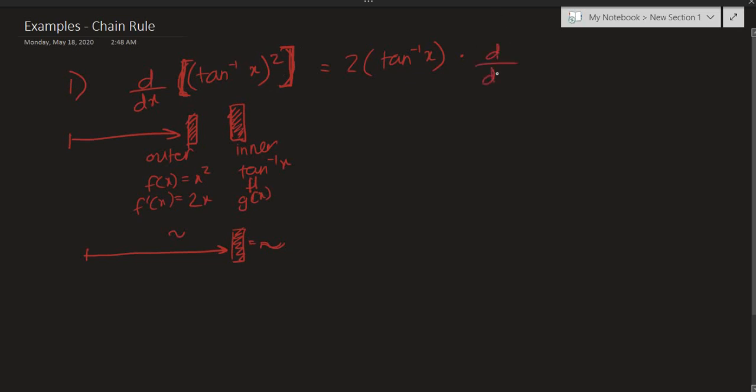So derivative of tan inverse of x. So we have 2 times tan inverse of x as it is times, what's the derivative of tan inverse of x? It's 1 over 1 plus x squared, right? So this is going to end up with 2 times tan inverse of x divided by 1 plus x squared.